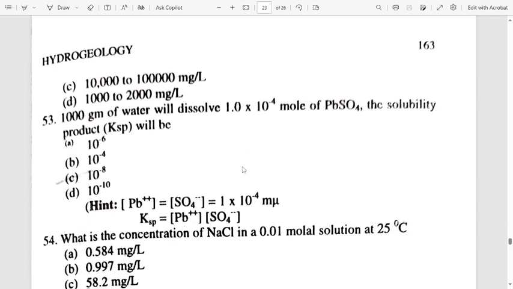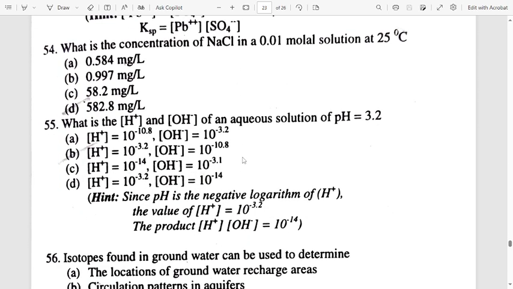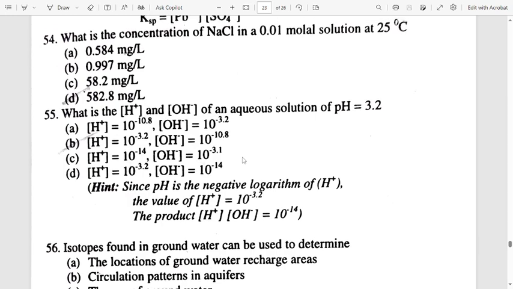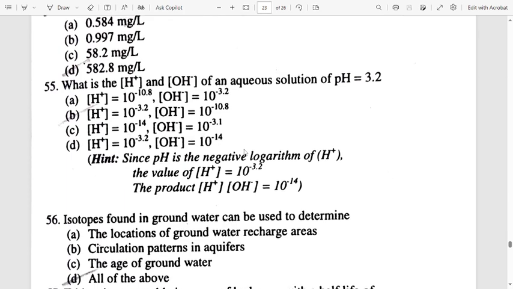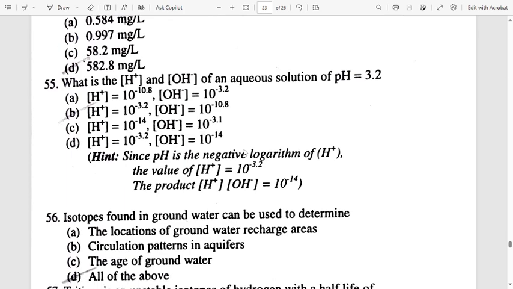One liter of water will dissolve 1 into 10 to the power minus 4 mole of lead sulfate. The solubility product Ksp will be 10 to the power minus 8. What is the concentration of NaCl in a 0.01 molar solution at 25 degrees centigrade? 582.8 milligram per liter. What are the H plus and OH minus of an aqueous solution of pH equal to 3.2? H plus is equal to 10 to the power minus 3.2 and OH minus is equal to 10 to the power minus 10.8.